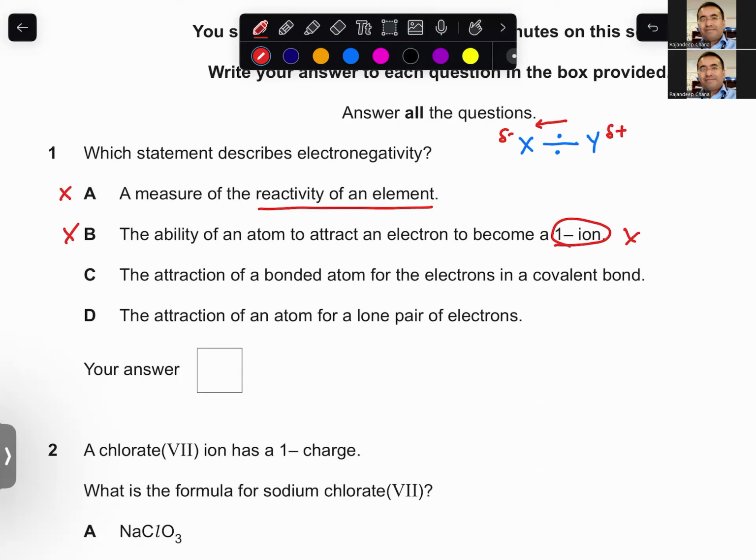Let's look at D, the attraction of an atom for a lone pair of electrons. Attraction of an atom for a lone pair of electrons? No, it's the attraction of a bonded atom for the electrons in a covalent bond, as the definition shows over here. So the answer is C.